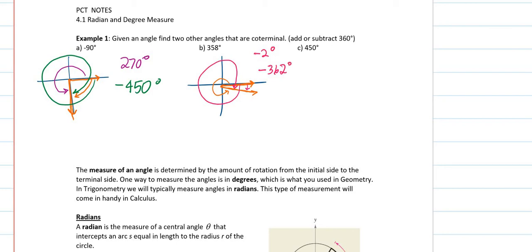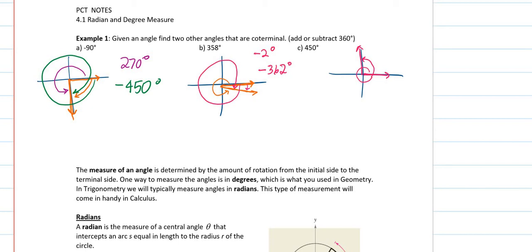All right, lastly, we have 450. This one should be somewhat similar to the first one that we did. So 450 degrees, here's our starting, our initial side. We're going to go all the way around, that's 360, and then we're going to go another 90 degrees. So this is our terminal side.